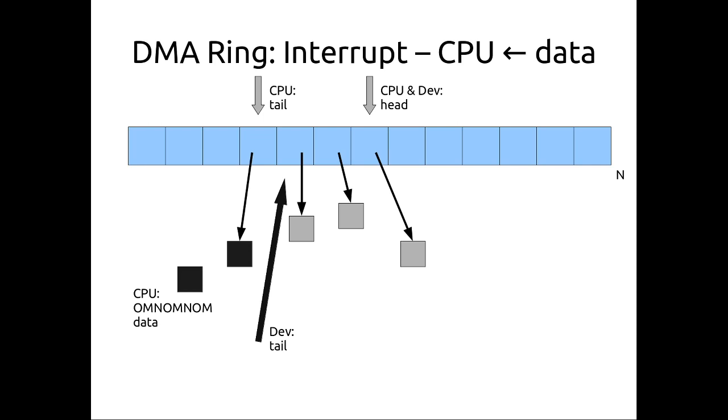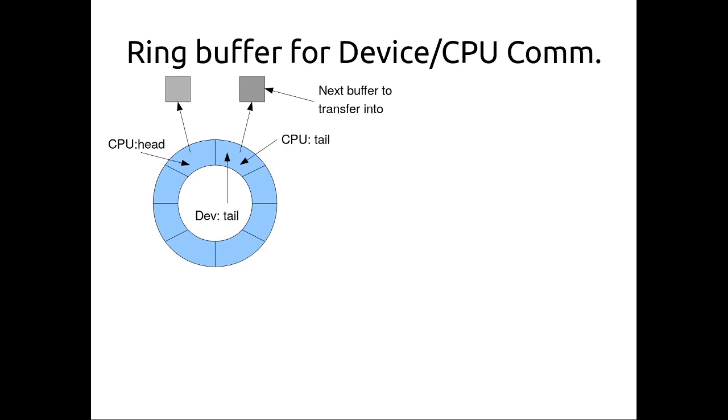Hopefully this is clear in this representation. I'm going to show another representation just for those of you who are visual learners and like to see different ways to represent the same thing. Now we have the same thing where we have the device tail pointer, a CPU tail and a CPU head, and the CPU has populated 2 regions of memory for the device to transfer into, in between its tail and its head.